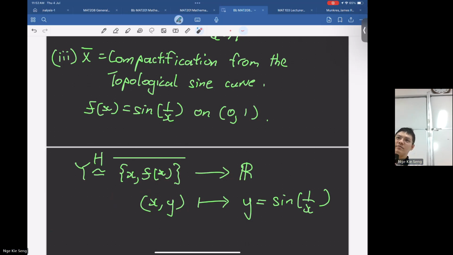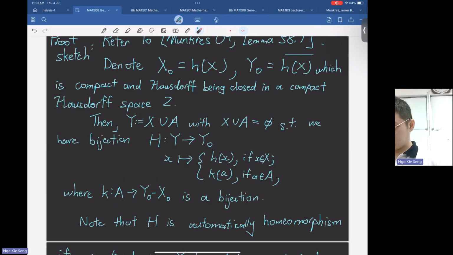Okay. Any question about this theorem here? Any question? Which one? For the general case. General case. Okay. Sure.